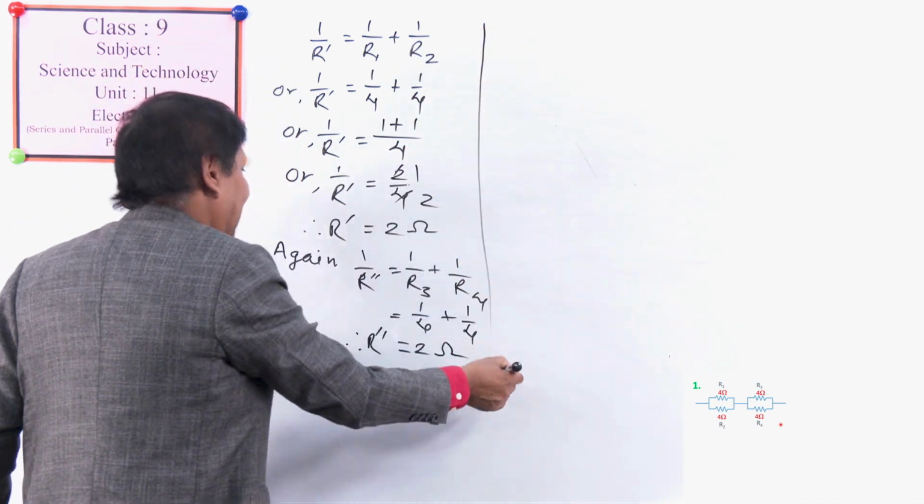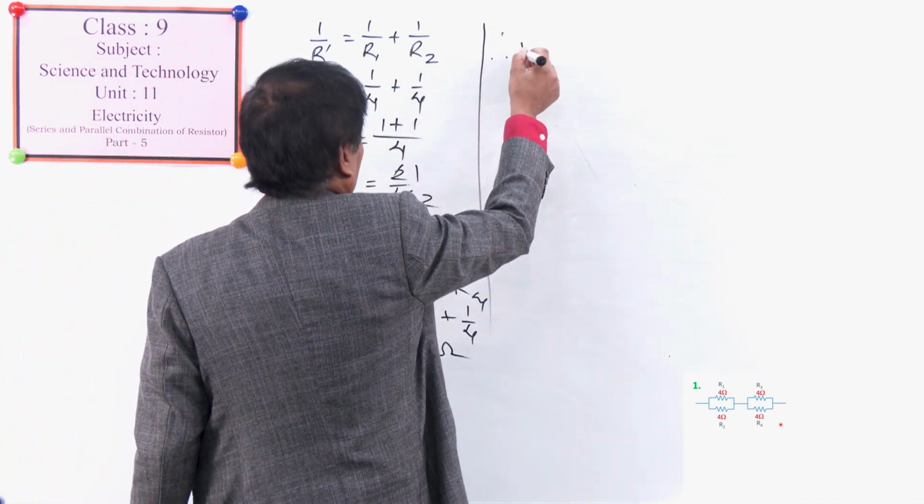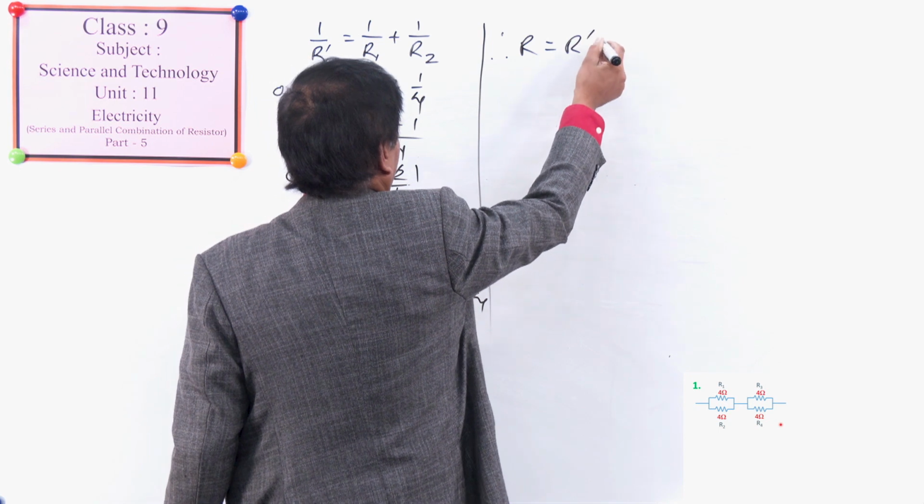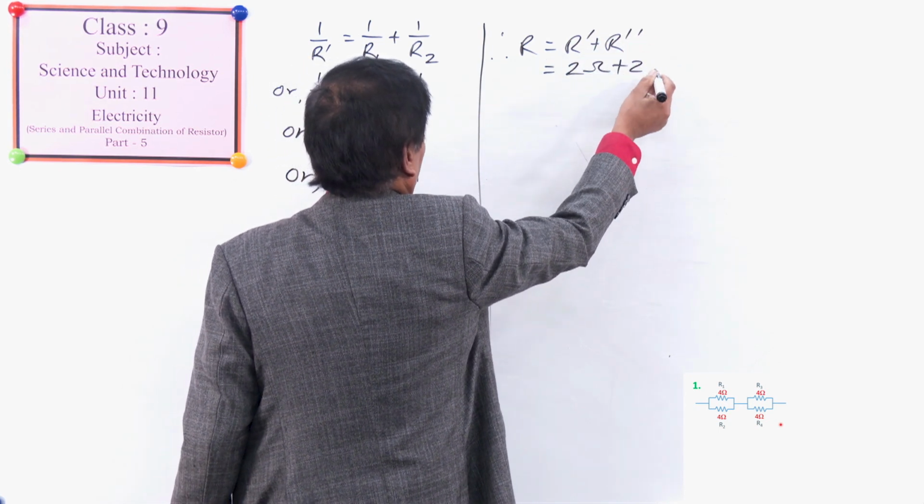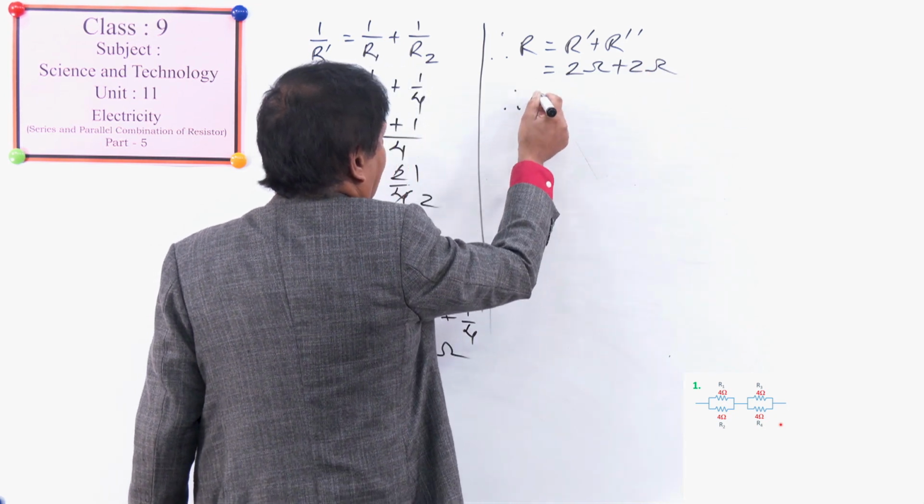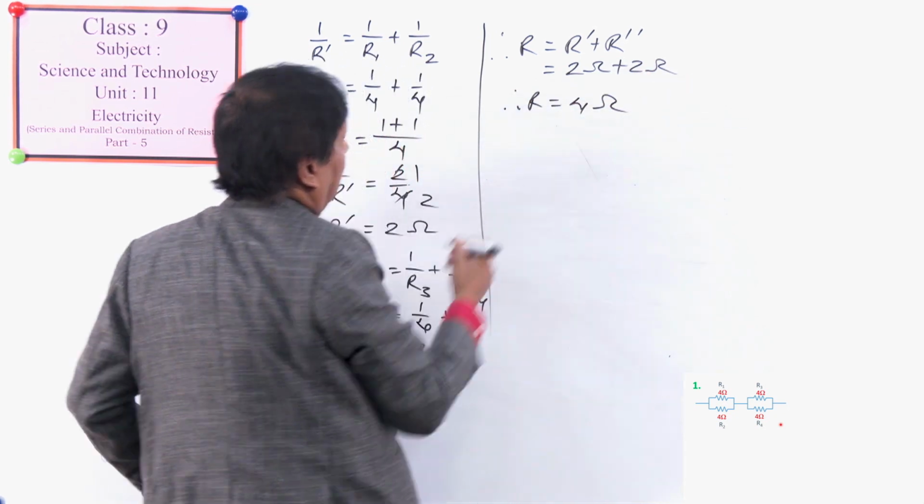Now total resistance R is equal to R dash plus R double dash, and this is equal to 2 ohm plus 2 ohm, and therefore R is equal to 4 ohm. This way we can calculate.